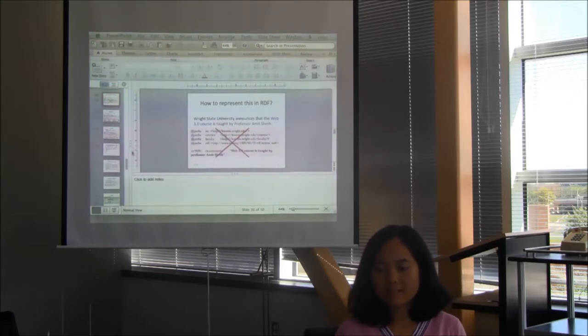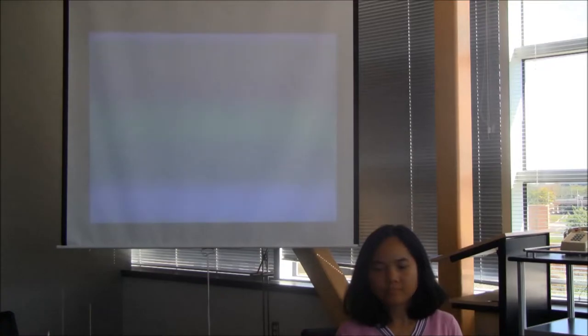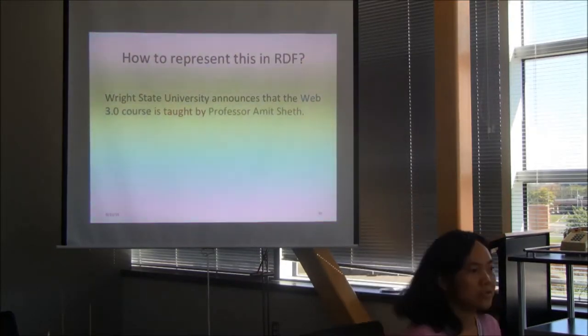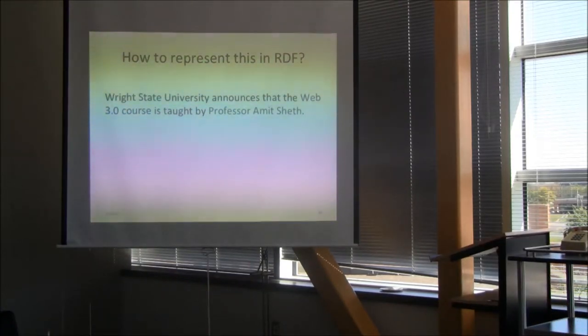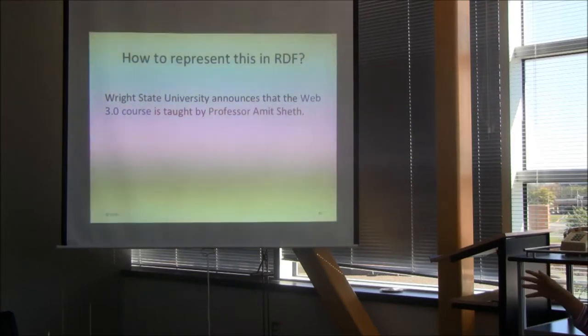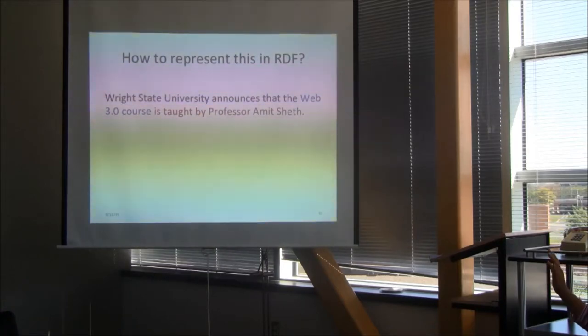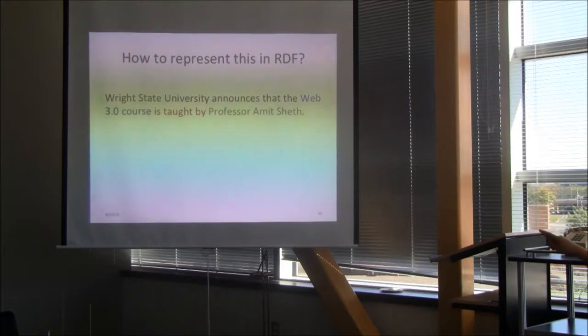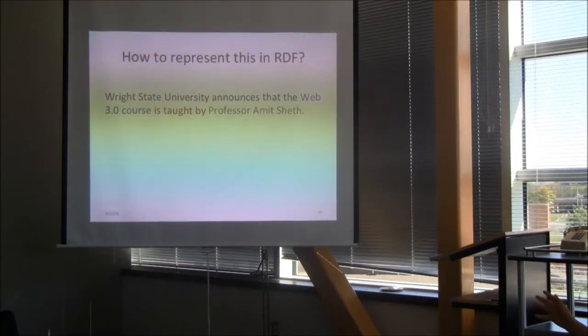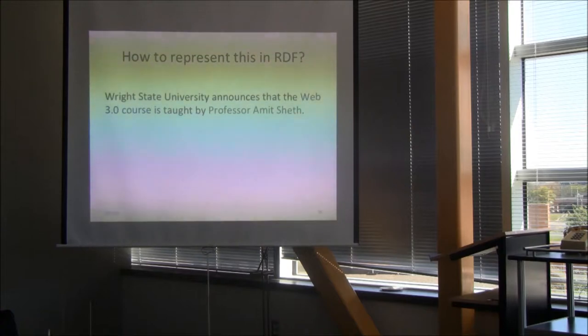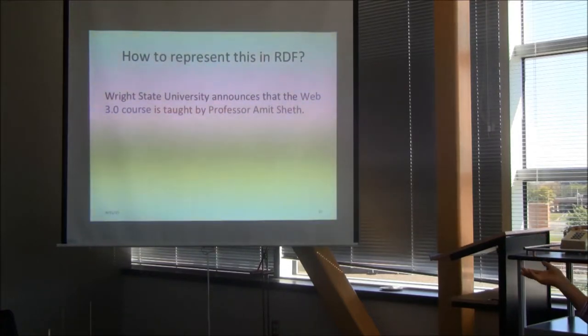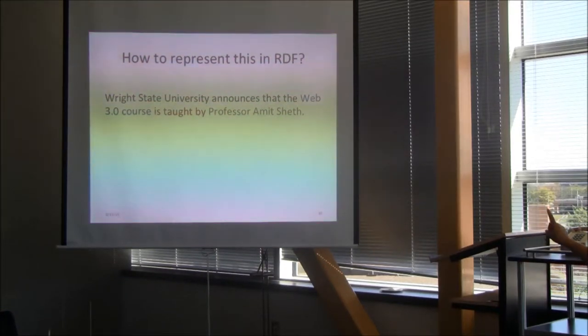So your question is, if you look at this sentence, what is the main clause here? It starts with saying that Resnet announced that, right? So Resnet is going to be the subject and announced is going to be the verb. And it says announced that the Web 3.0 course is taught by. So the one starting with the green is like another sentence. So if Resnet announced the Web 3.0 course that is taught by Dr. Shet, in that case, you split it into two separate triples. The first one is that Resnet announced the course. That's the first triple. The second triple is that Web 3.0 is taught by Dr. Shet.